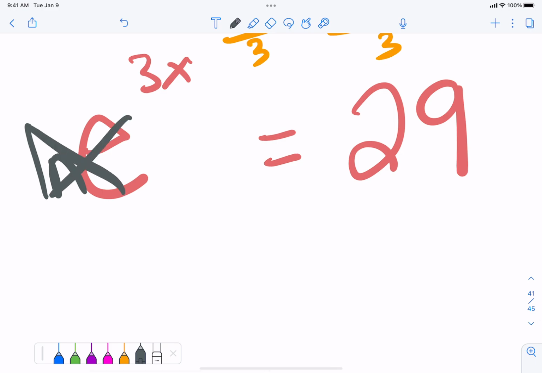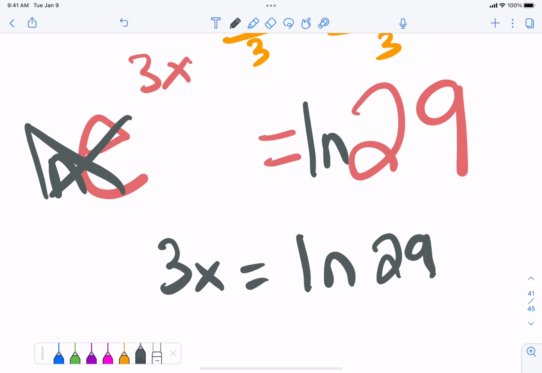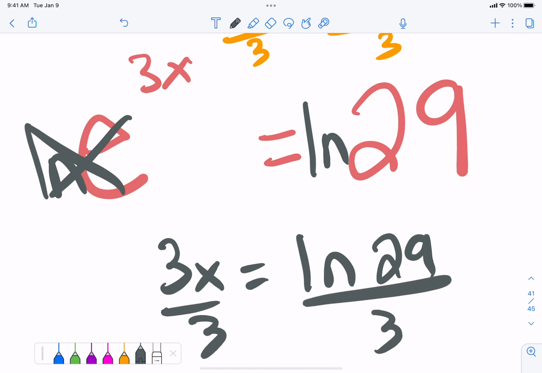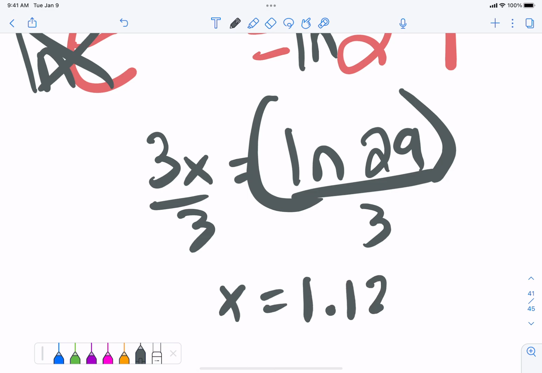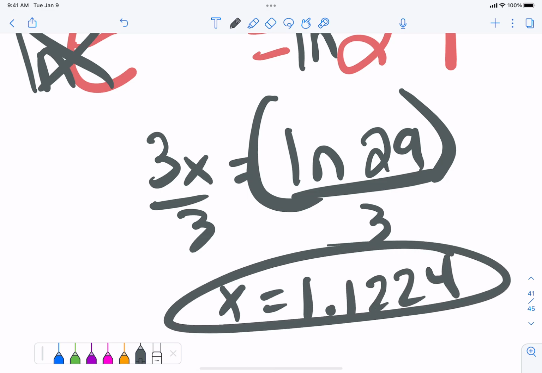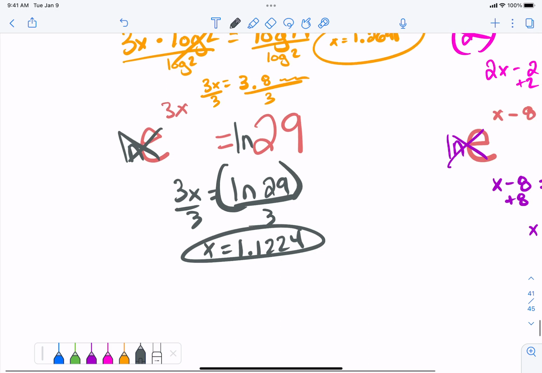All right, I'm gonna do this for the purpose of the video. ln cancels out e, so 3x equals ln 29, and then we divide by 3. So you need to type in ln 29 divided by 3, and you should get 1.1224.